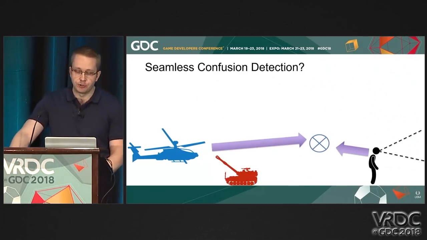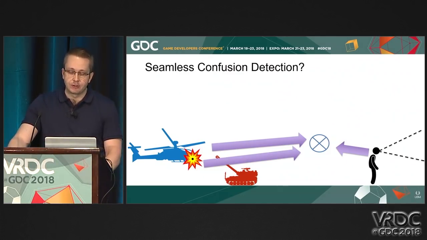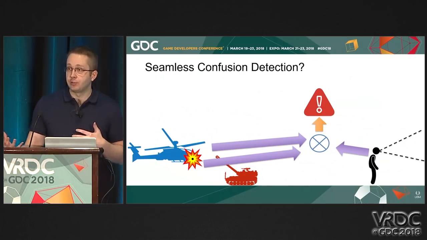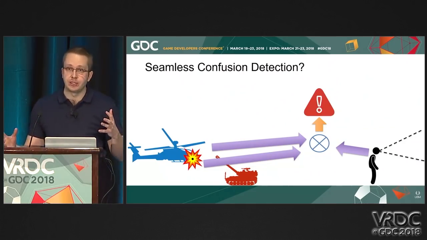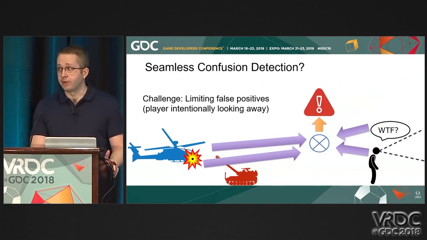And I think there's room to do things like seamless confusion detection, which is something that I've worked on. Haven't gotten great results yet, but the idea is knowing all the stuff that's going on in a game, where the player's looking, whether they're looking around rapidly, you can figure out whether someone's confused and perhaps offer guidance. You can also incorporate verbal cues, since people will often verbalize their confusion. The challenge, of course, is limiting false positives.